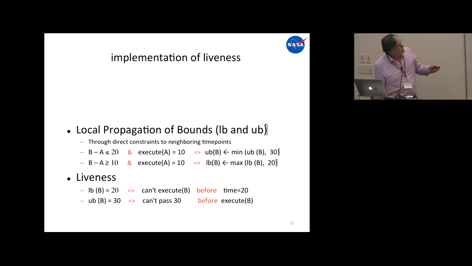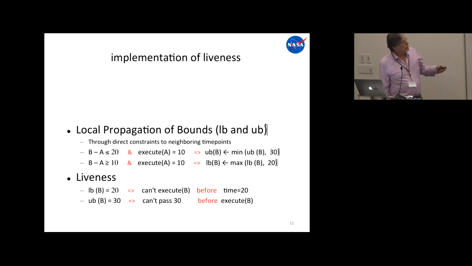For example, here's the update. Here's one update to the upper bound, and here's an update to the lower bound. So if you have this constraint and you execute A at 10, then you update the upper bound to the minimum of what it is now and 30. So you update the upper bound by taking the minimum of what's already there and the bound that's imposed by the constraint.